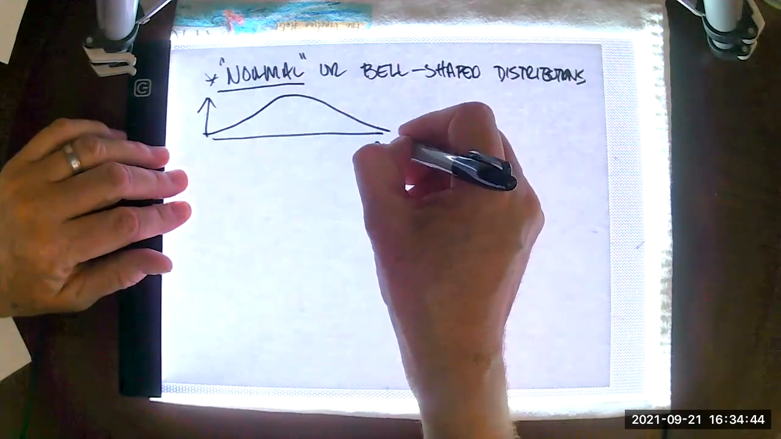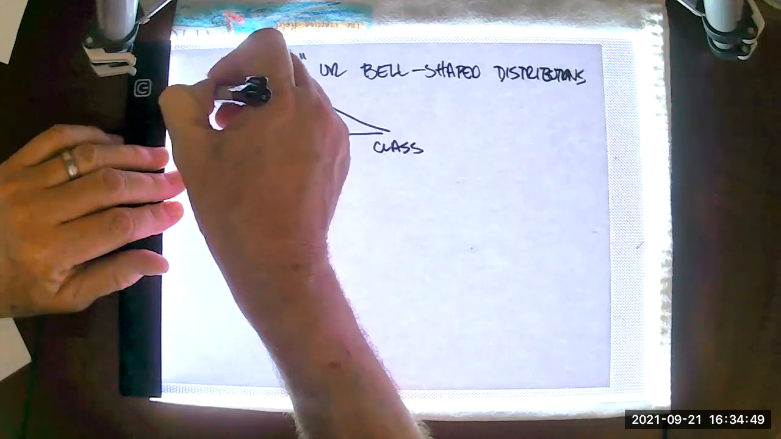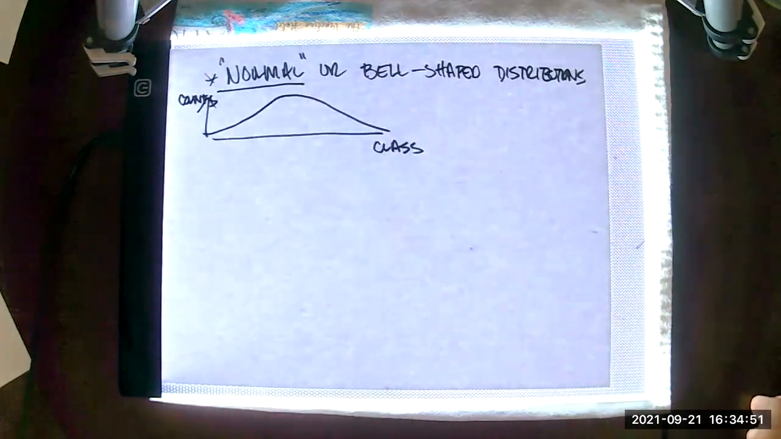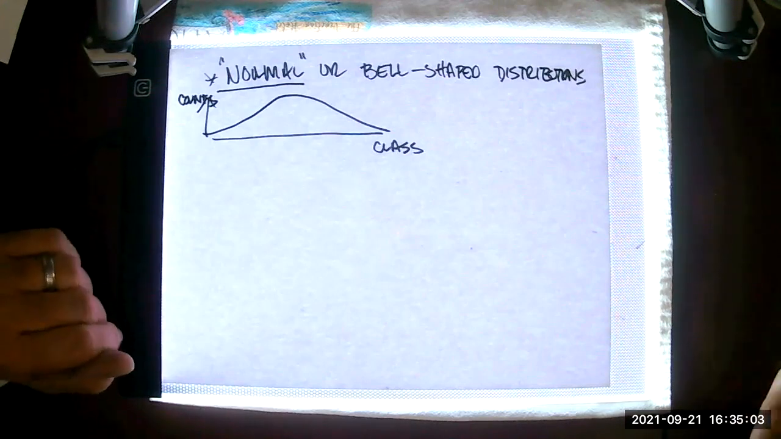We've got classes on the horizontal. We've got counts or possibly relative frequencies on the vertical. So this is very much a graph, very much like you used to work with in algebra, with some differences and some similarities. But a normal distribution has the following properties.